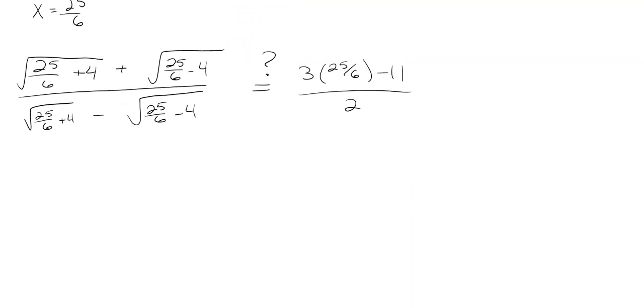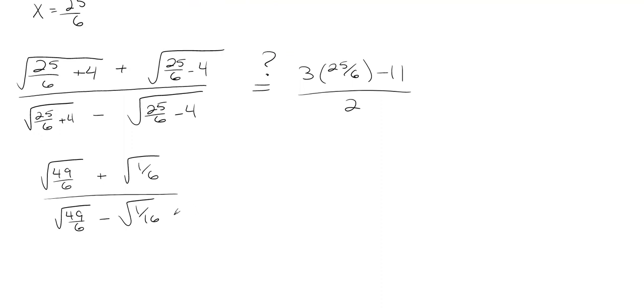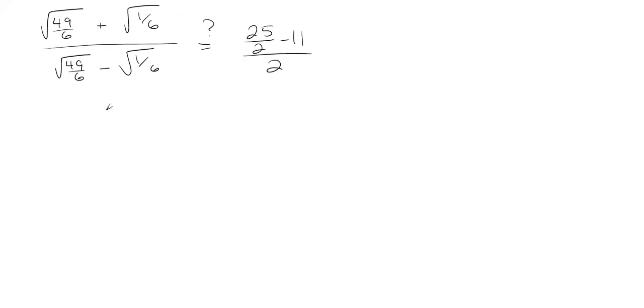Alrighty, so some simplifying down here. On the left side here, we would have the square root of 49 over 6 plus the square root of 1/6, divided by 49 over 6 again, subtracting off the square root of 1/6 here. And we're asking, is that equal to my right side, which is just 25 over 2 minus 11 divided by 2. And this is what we end up with. We end up with 7 plus 1 divided by 7 minus 1. After some simplification there, the left side is equal to 3/4.